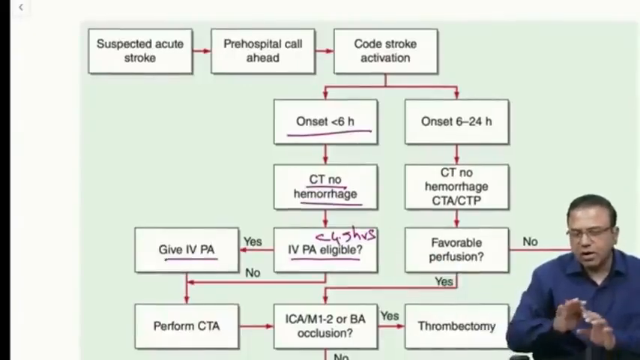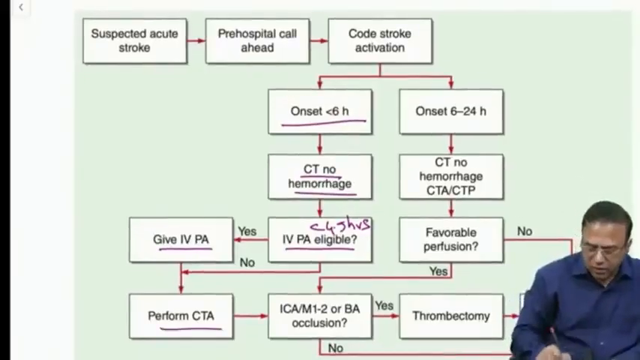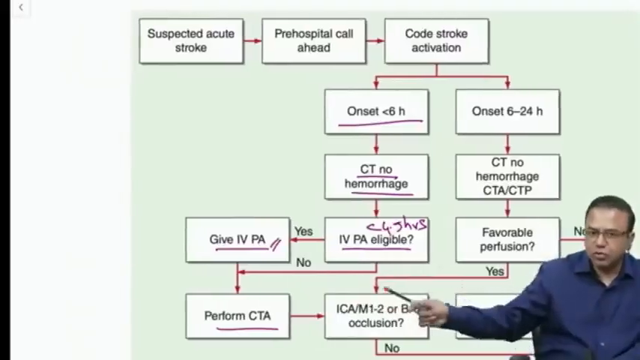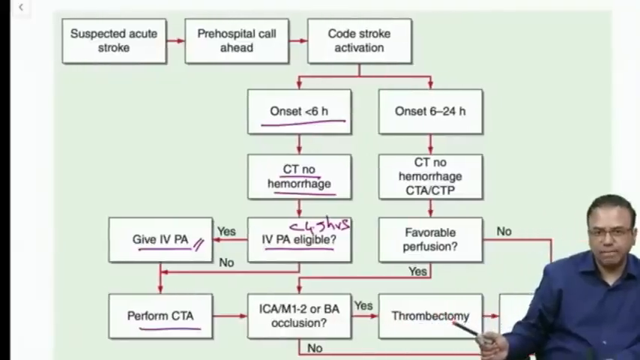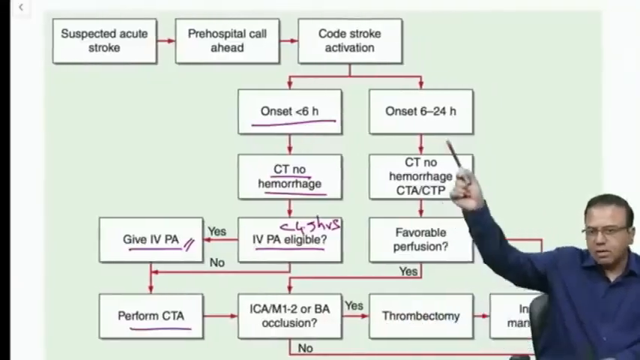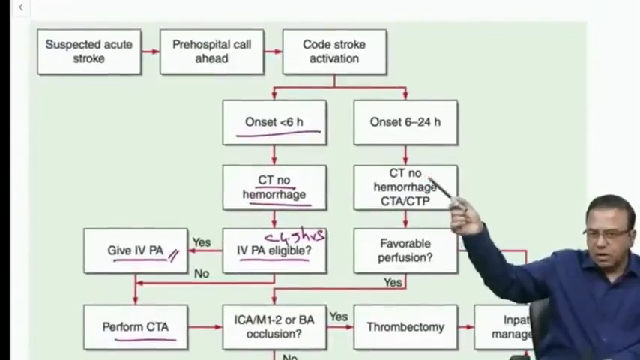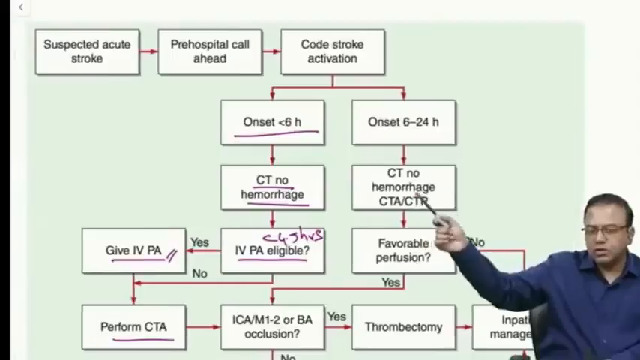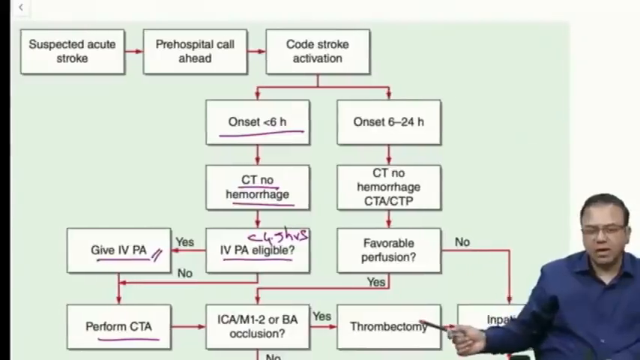After thrombolytic, it's not the end of the story. Shift the patient to cath lab again, get a CT angio done. Now that you have given thrombolytic, the clot should have dissolved. But if CT angio shows proximal large vessel still blocked, then go for mechanical thrombectomy. This is the protocol. If the patient came after 6 hours, first do non-contrast CT, rule out hemorrhage. Immediately, at the same time, because now you can't give thrombolytic, you're going to go for CT angio and CT perfusion. If CT angio shows large vessel occlusion and CT perfusion shows mismatch, the patient is going for mechanical thrombectomy.